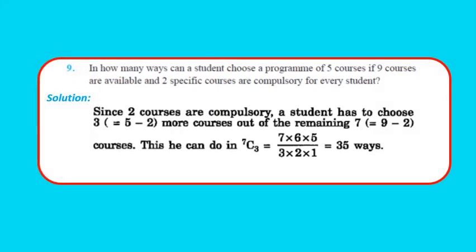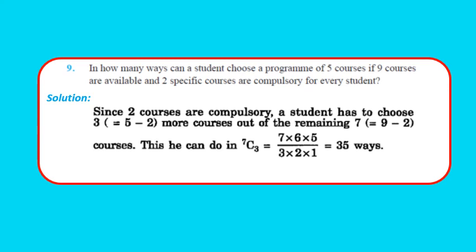Next is question number 9. In how many ways can a student choose a program of 5 courses if 9 courses are available and 2 specific courses are compulsory for every student? Now, since 2 courses are compulsory, the student has to choose 5 minus 2, because there are 5 courses in total, so the remaining 3 courses he has to choose out of the remaining 7. Out of 9, 2 are compulsory, so 7 are remaining. So he has to select 3 courses out of 7 remaining courses, and this can be done in 7C3 ways.